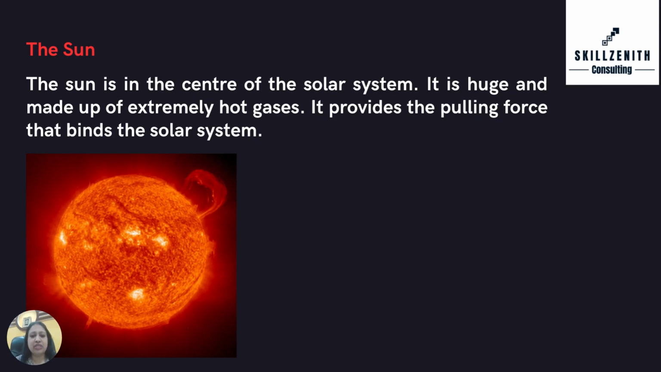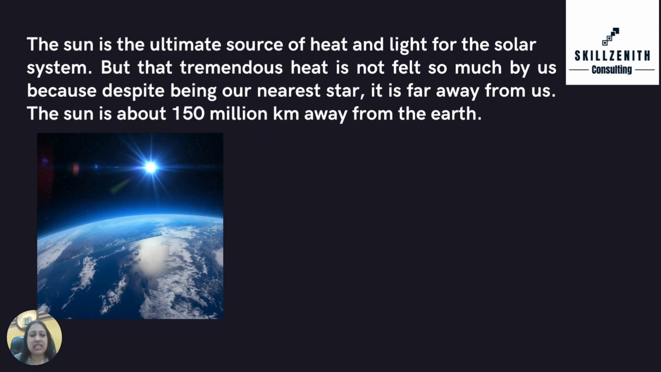Okay, it provides the pulling force that binds the solar system. So everything rotates around the sun because it has the binding force. That's why everything rotates around it. It keeps everything rotating around it. The sun is the ultimate source of heat and light for the solar system. The entire solar system gets its light and heat from the sun.